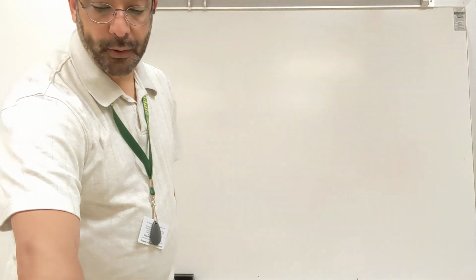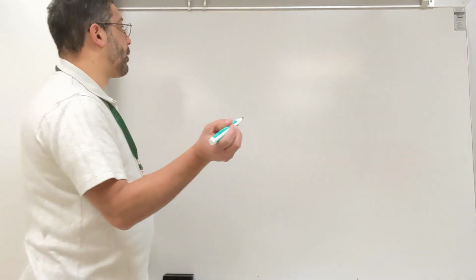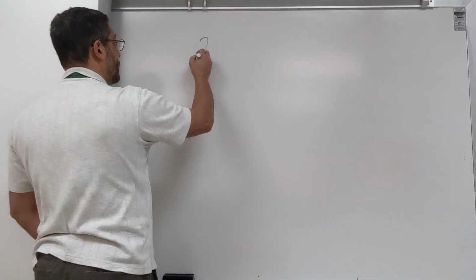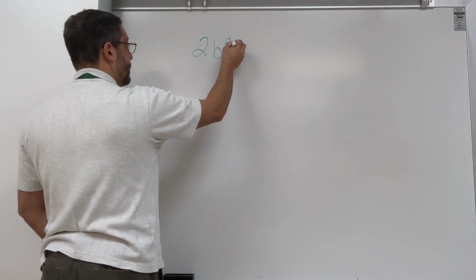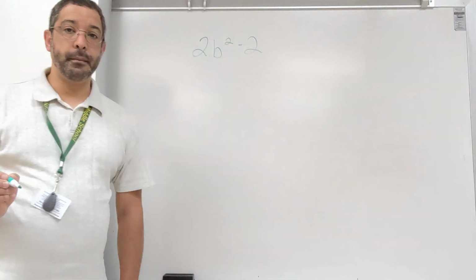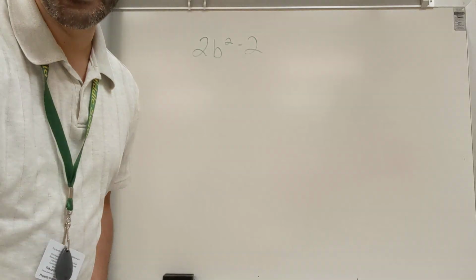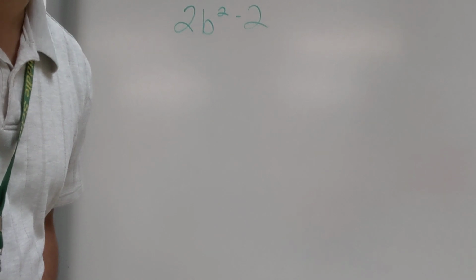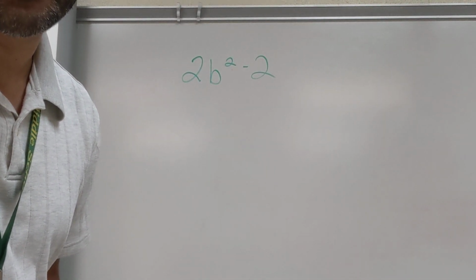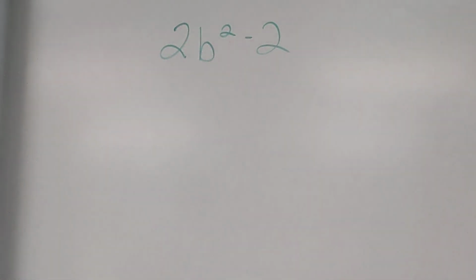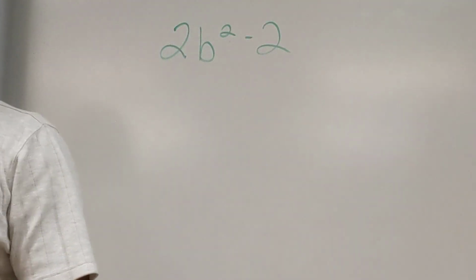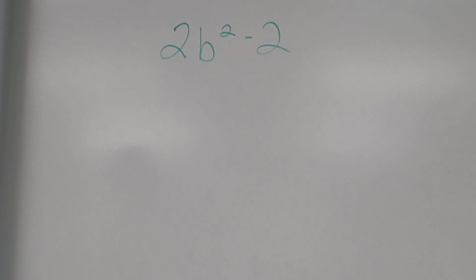So for example, if I were to write on the board something like 2b squared minus 2, and if I were to ask you to factor that using the greatest common factor method, what you're going to do is look at both terms and see what they have in common. So I have a 2b squared here and I have a 2. So it's pretty clear to me that the greatest common factor here is going to be 2.